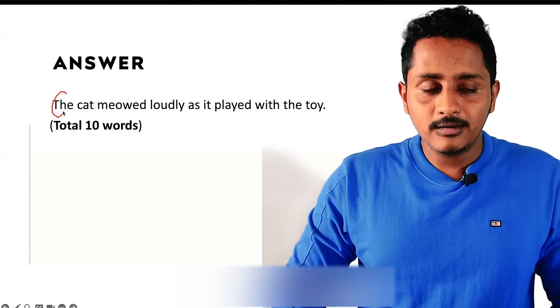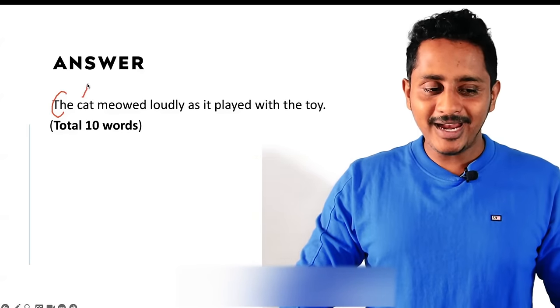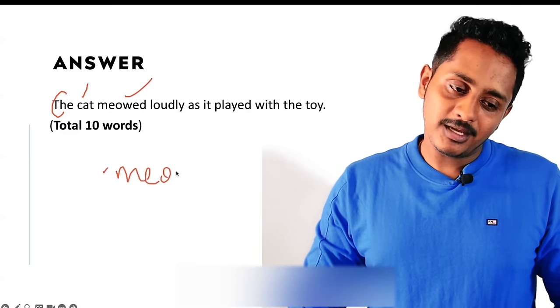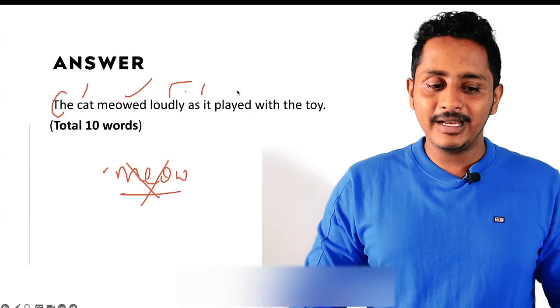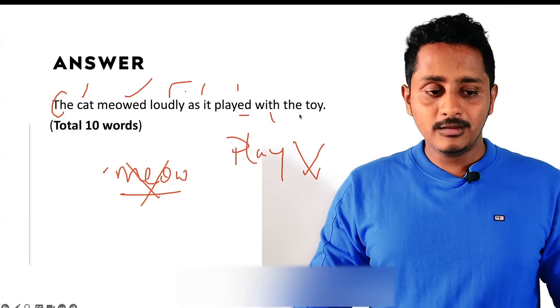10 words. You write the, you get 1 mark. In fact, 2. 1 to listening, 1 to writing. You write cat, you get 1 mark. Meowed, exact spelling. What if I write M-E-O-W? Will I get marks? No, 100% no. Loudly as it play. If I write play, will I get marks? No, played only with the toy.